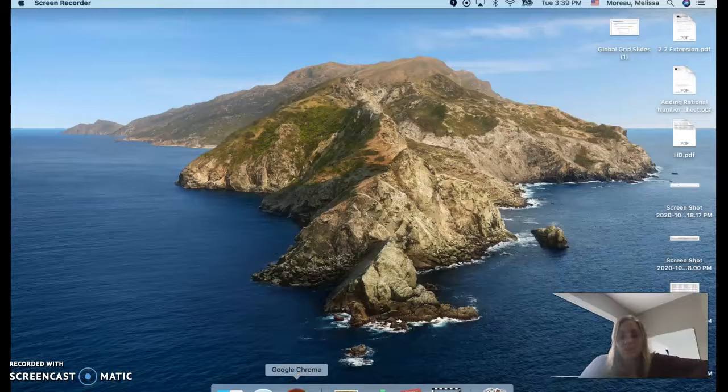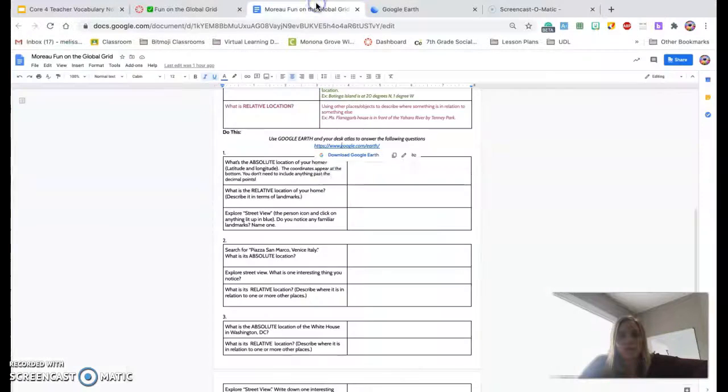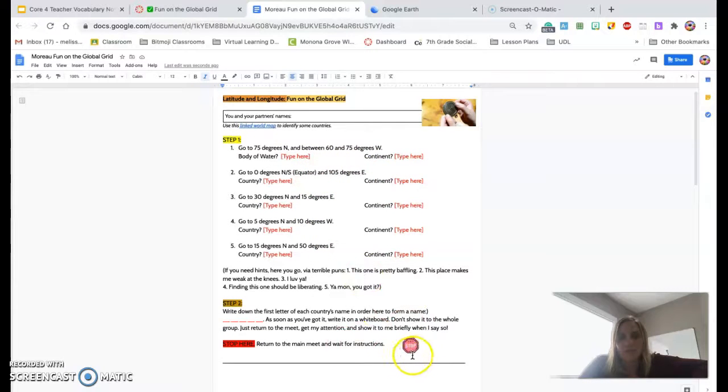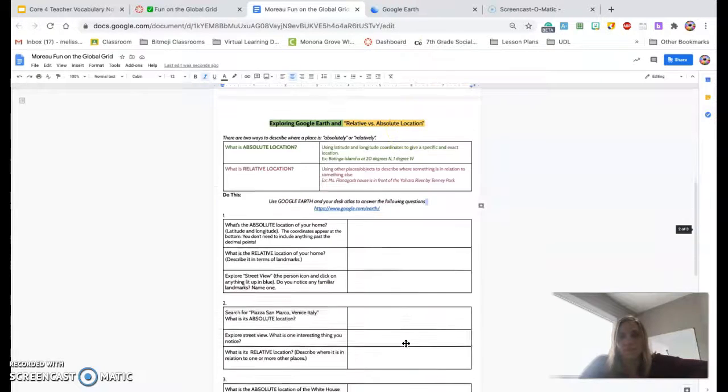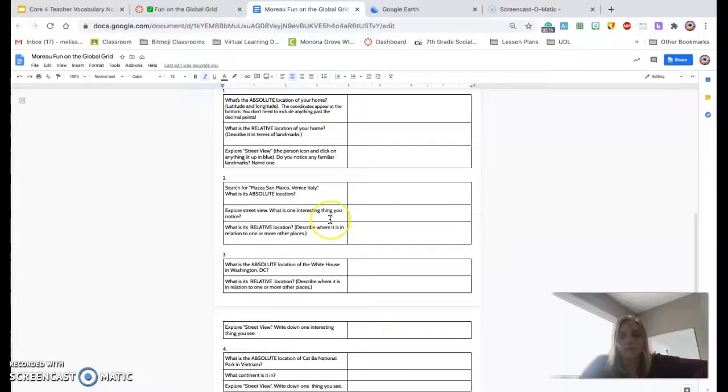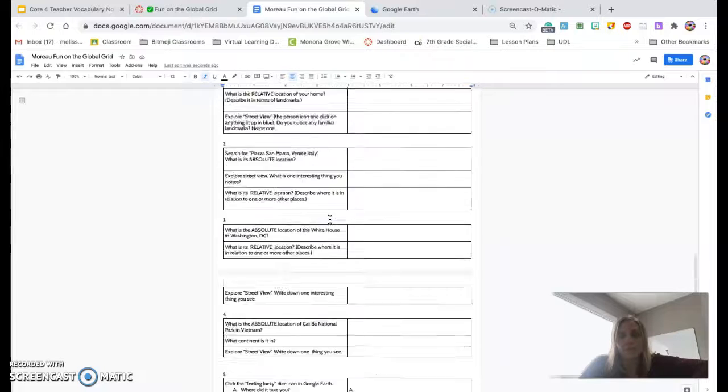So if you go to, you will need out the activity from yesterday, which was called Fun on the Global Grid. In my classes, we got through the first page with looking at absolute location and finding different locations on the map, and then we stopped at the end of page 1. So today we are going to be working through pages 2 and 3.